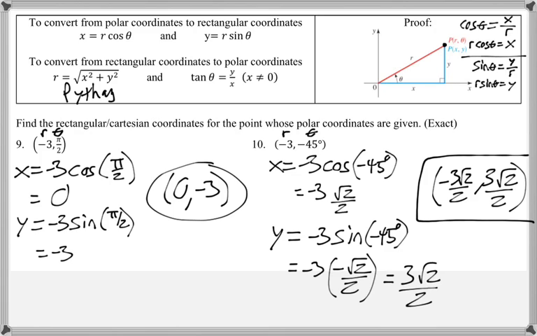So again, it's the same like looking at number 9. Saying -3, pi over 2 in polar gives the same point as 0, -3 in the traditional rectangular. And at number 10, saying -3, -45 in polar mode gives you the same point as this in rectangular form.